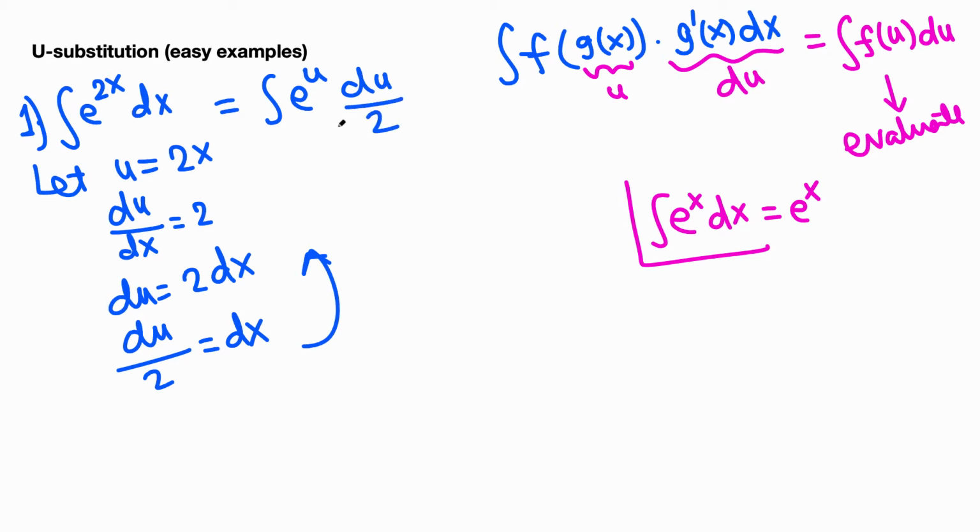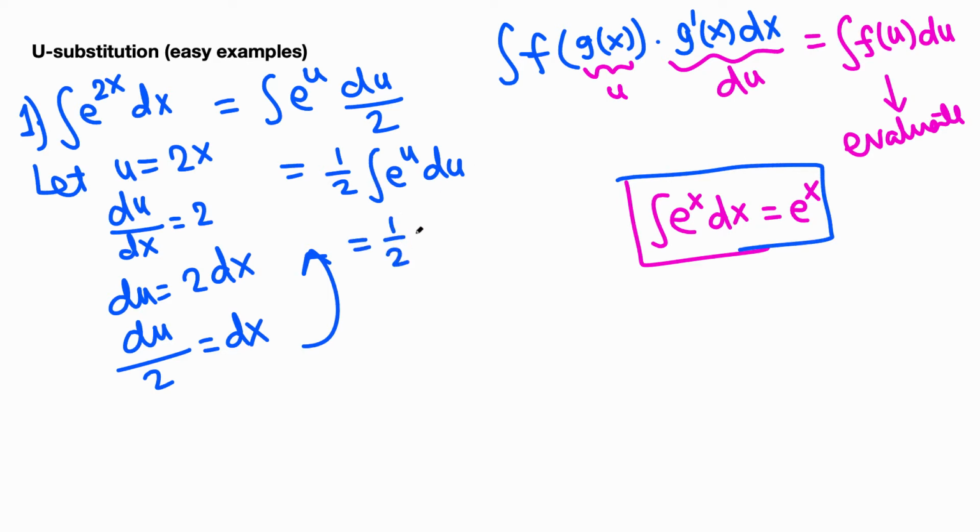So the integral becomes e raised to u, and dx is now du over 2. We converted this integral in terms of a new variable u. Now this can be done easily because the constant 2 can be pulled outside: e to the u du, and this is just like e to the x dx. So 1/2 e to the u plus c, but u was not in the first place, so u is 2x. We go back and back substitute u as 2x.